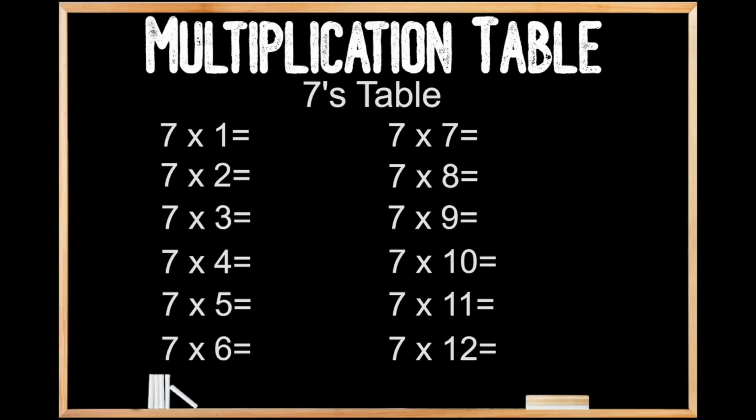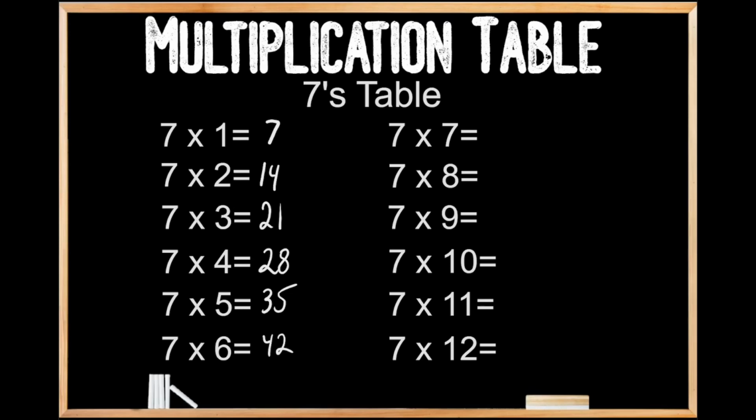Sevens table. 7 times 1 is 7. 7 times 2 is 14. 7 times 3 is 21. 7 times 4 is 28. 7 times 5 is 35. 7 times 6 is 42.